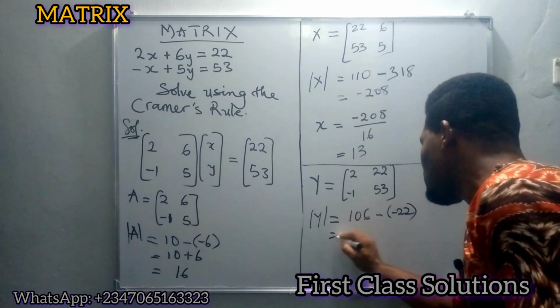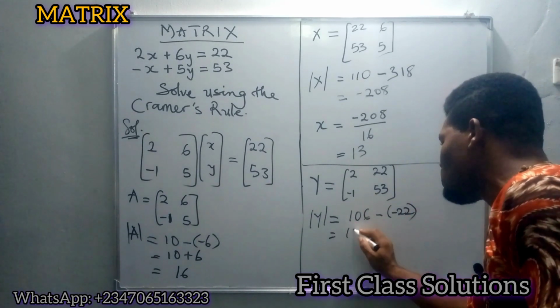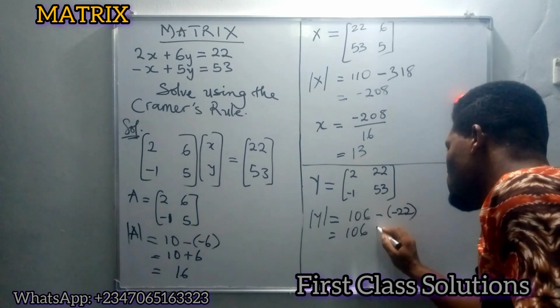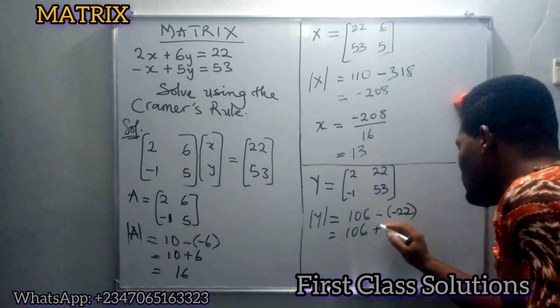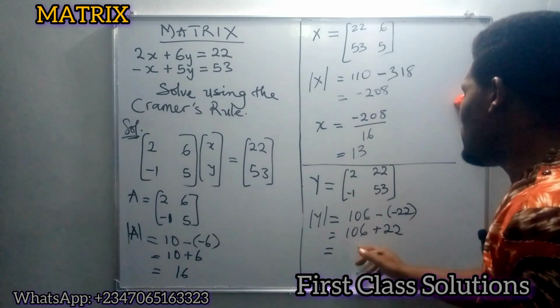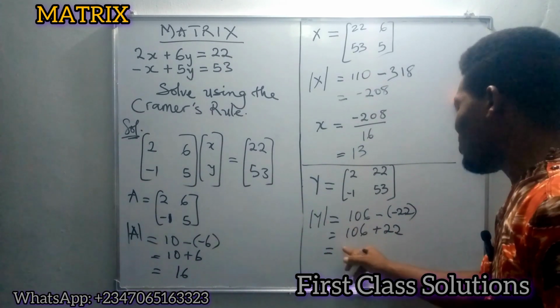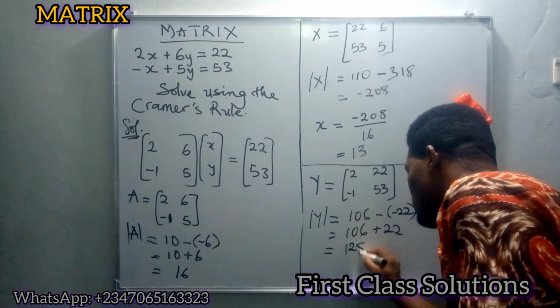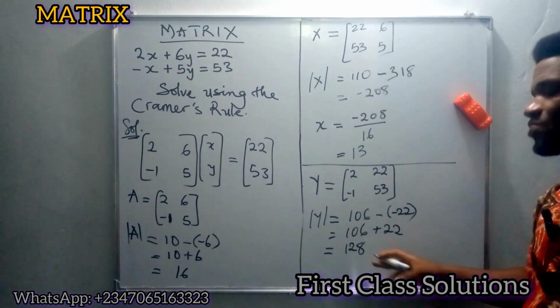So 106 minus minus 22; minus times minus gives you plus, so we have plus 22. This equals 106 plus 22, which gives us 128. So the determinant of this new matrix is 128.